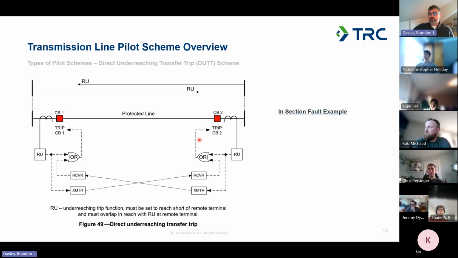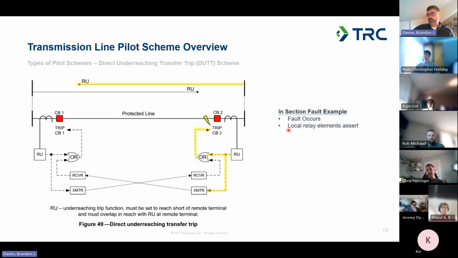So I'll go through an in-section fault example here. This one is using just underreaching elements. So you can see we've got an underreaching element here, and hence the direct underreaching transfer trip scheme. And so you don't have any elements that are seeing faults for the entirety of the line. First thing that happens is the fault occurs. In this case, it's another fault past the end of this underreaching element near the breaker 2 terminal of the transmission line.